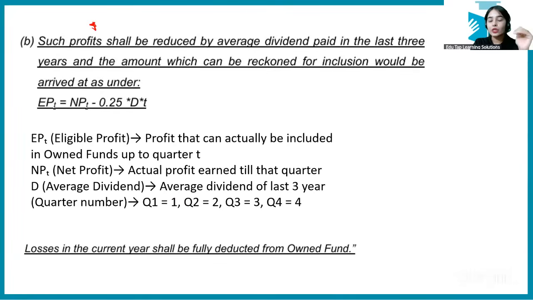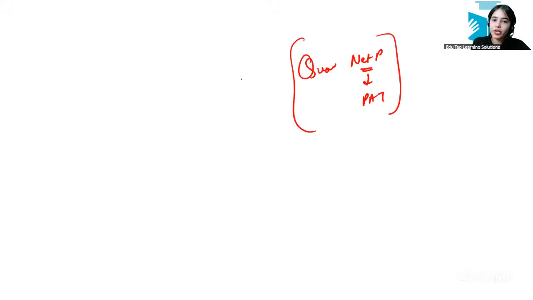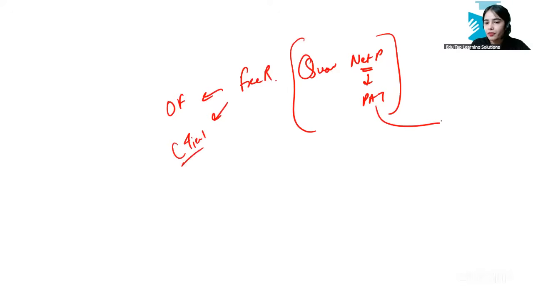Now, such profit shall be reduced. This is why I was again and again saying, see, RBI first said that in the free reserves we will include the quarterly profit. But think about it. Quarterly profit, can it be completely included in the free reserves? We are talking about the net profit, basically, the quarterly. Net profit is basically the profit after tax. Can we include this whole quarterly profit after tax in the free reserves, in the owned fund, or in the tier 1 common equity tier 1 capital? We know now that from the profit after tax, dividend has to be paid. So this is not the owned fund of the company. This is not owned by the company.